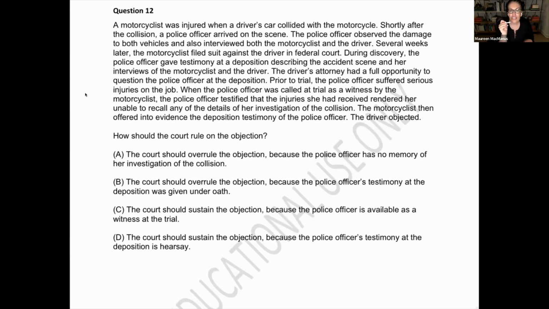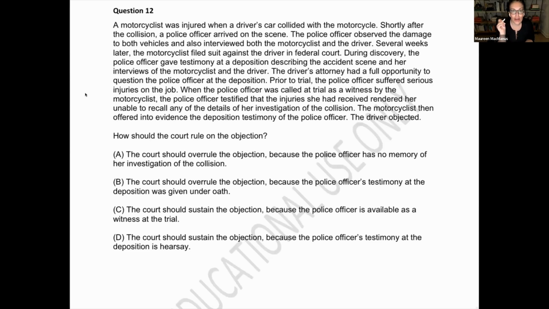The driver's attorney had a full opportunity to question the police officer at the deposition, so that's telling us that this testimony has been fully developed. Prior to trial, the police officer suffered serious injuries on the job. When the police officer was called at trial as a witness by the motorcyclist, she testified that the injuries she had received rendered her unable to recall any of the details of her investigation of the collision.